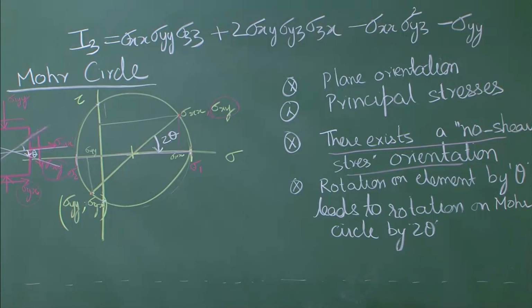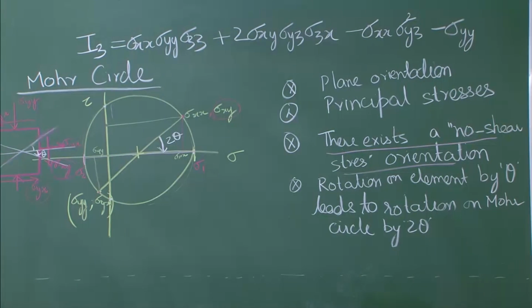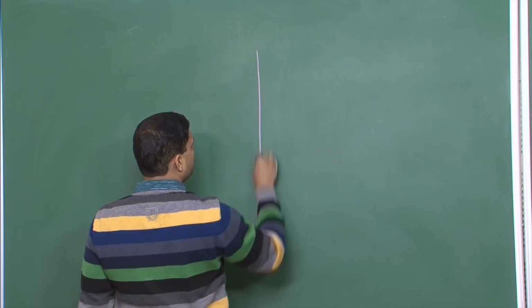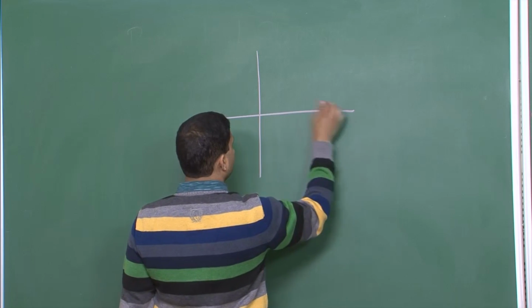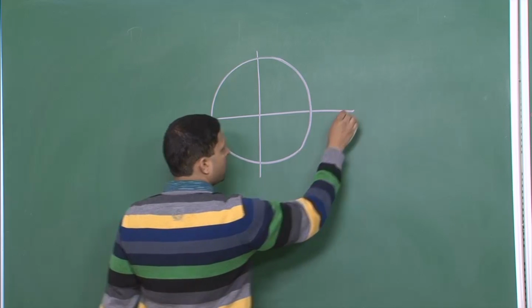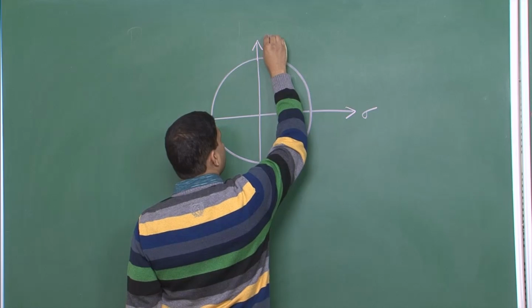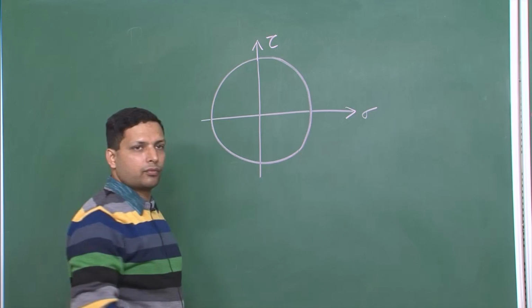Now, the other question we want to answer over here: does there exist a plane where no normal stresses exist? In general of course, there does not exist such a plane, but let us look at a particular condition. What will be that particular condition? So, let us draw it like this. We have a Mohr circle. Remember what is the x axis? X axis is normal stresses, y axis is shear stresses tau.